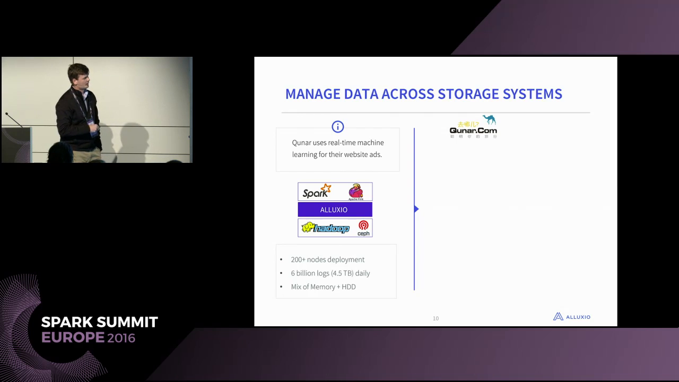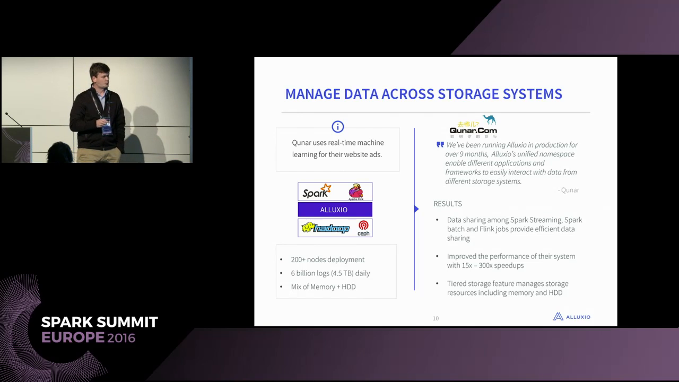And so this is the production use case that illustrates the unified aspect of Alluxio, where you have multiple computation frameworks as well as multiple storage systems blended together, or glued together, through Alluxio. This cluster was used for real-time machine learning, had over 200 nodes, and was handling over 6 billion logs, totaling 4.5 terabytes of data. Again, the storage managed by Alluxio was a mix of memory and HDD, similar to the Baidu use case.